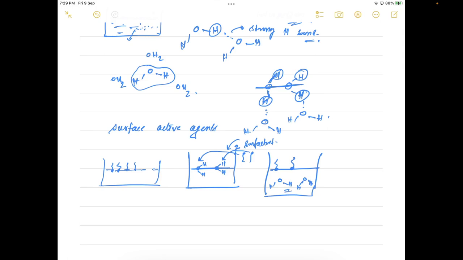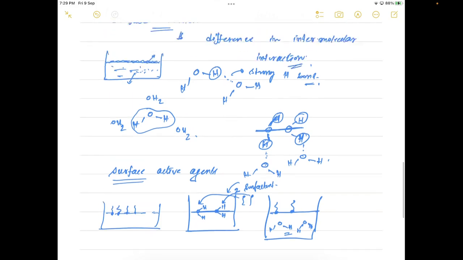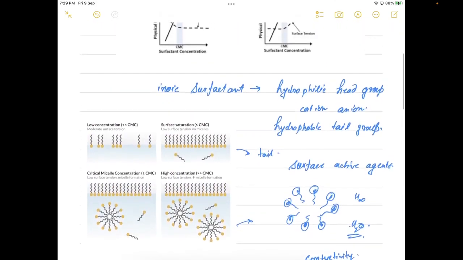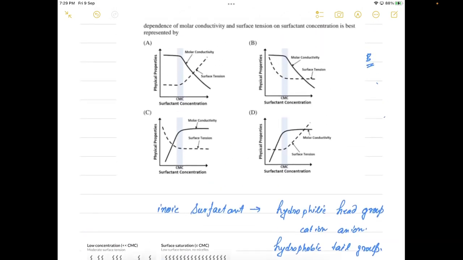So due to the surface activity of the surfactant molecules, the water molecules can now come to the bulk phase and form stronger hydrogen bonding. The surface tension decreases in this case, because the water molecules are now in the bulk phase, so they can form strong hydrogen bonding. That's why the surface tension decreases upon adding surfactant molecules. So first, if we add surfactant molecules, the surface tension will decrease, like option B.